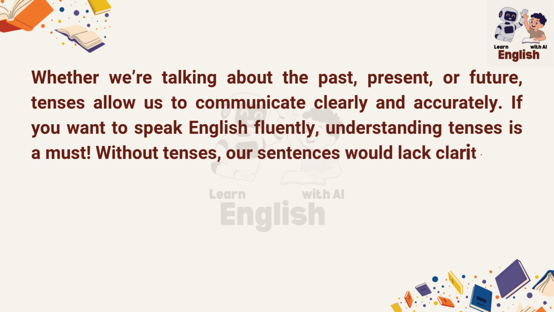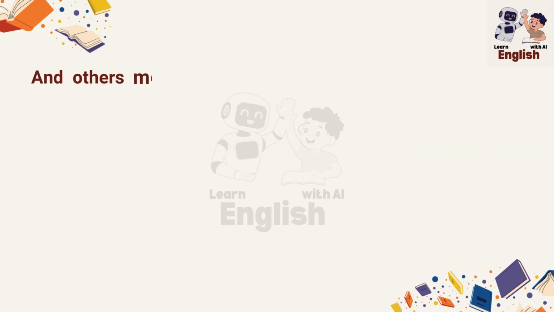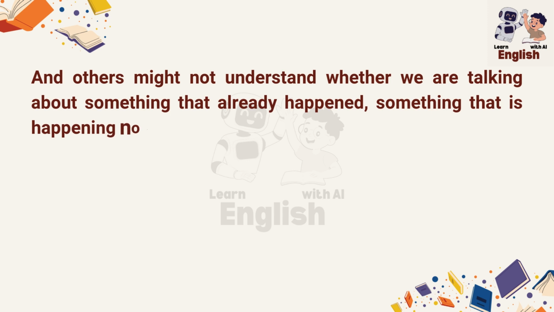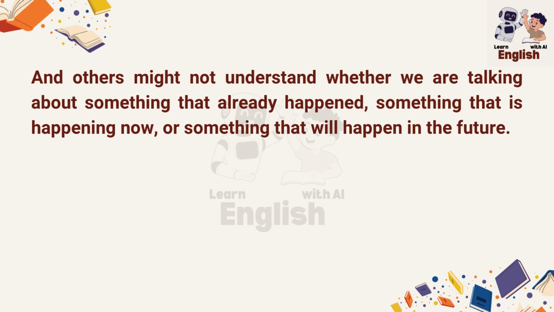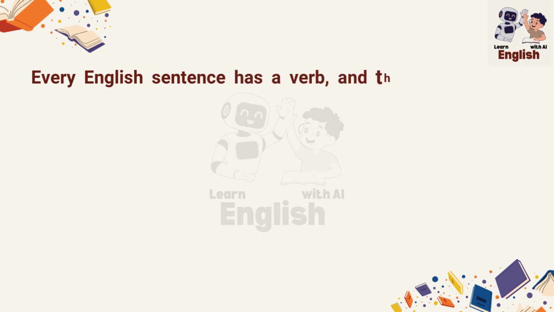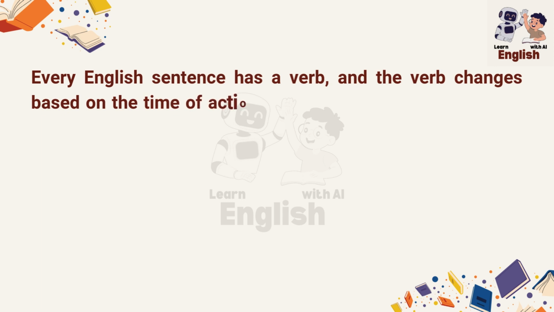Without tenses, our sentences would lack clarity, and others might not understand whether we are talking about something that already happened, something that is happening now, or something that will happen in the future. Every English sentence has a verb, and the verb changes based on the time of action.